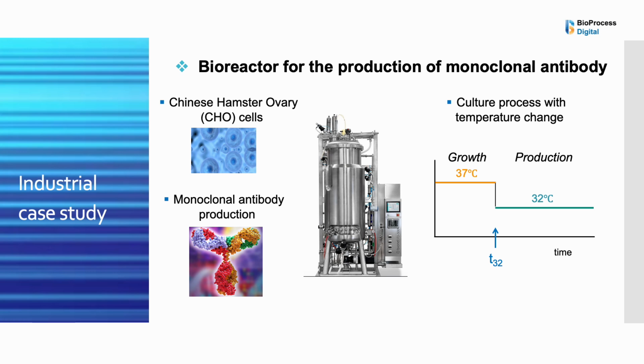Throughout the course, the bioprocess engineering methodology will be illustrated through a case study on the production of a monoclonal antibody using an engineered Chinese hamster ovary CHO suspension cell line. The production process is scaled up in a stirred and aerated bioreactor. Following an initial growth phase at 37 degrees Celsius, the temperature is lowered to 32 degrees Celsius to slow down cell proliferation and enhance monoclonal antibody production.